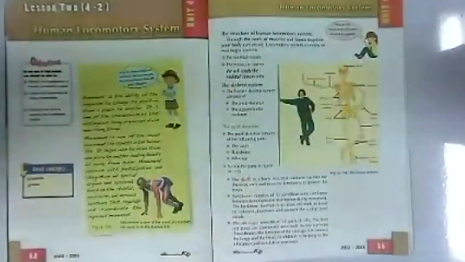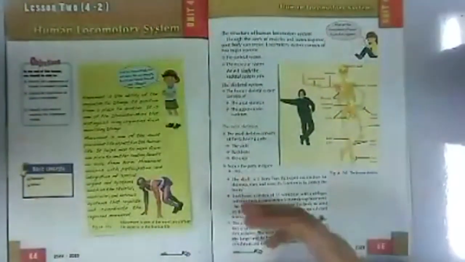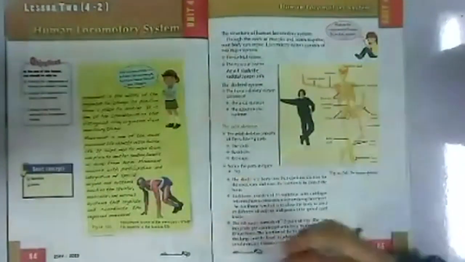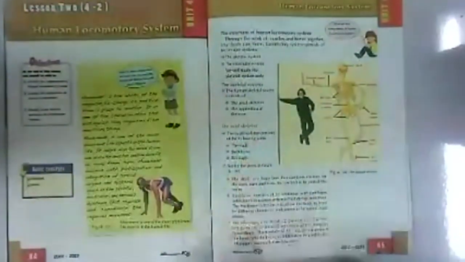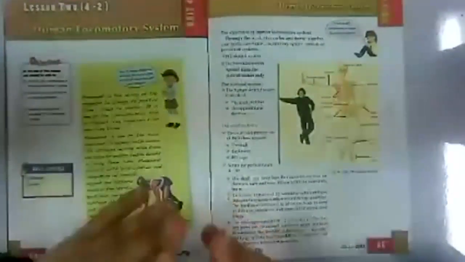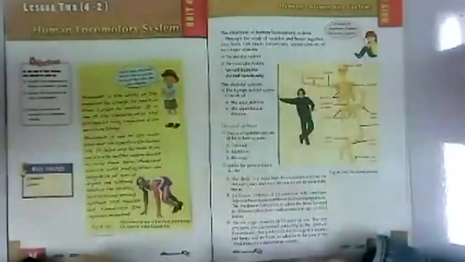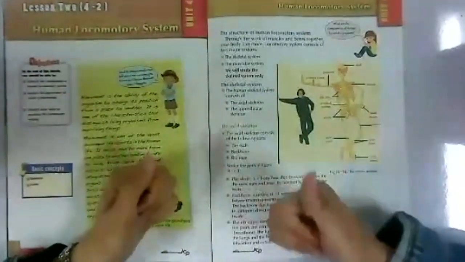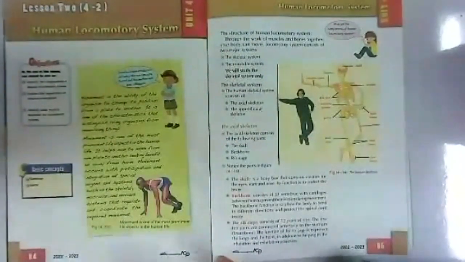What is the skeletal system? The skeletal system is the bones in your body. You have bones, right? Bones help you to move, but bones alone can't make you move. They use muscles. Bones and muscles work together to move you from one place to another. So we said the locomotory system consists of two major systems: the skeletal system and the muscular system.